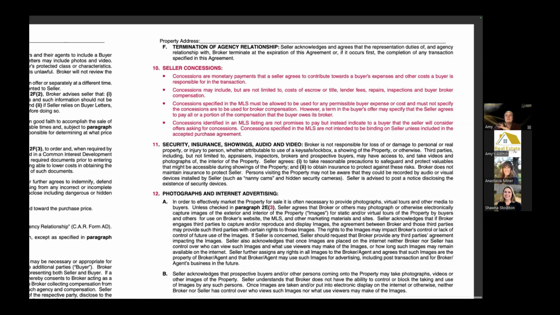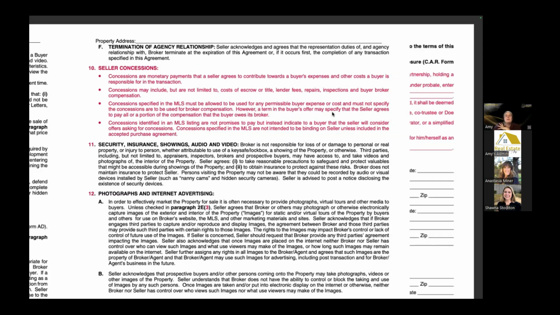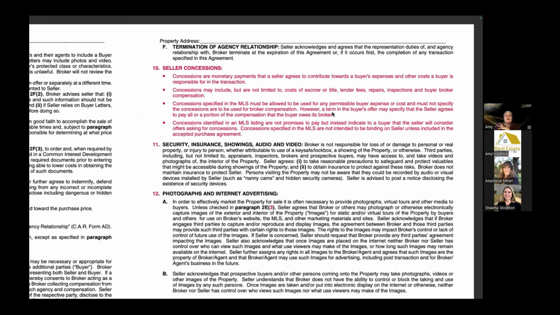Remember, we talked about this in the purchase agreement. Concessions are monetary payments that a seller agrees to contribute towards a buyer's expenses and other costs the buyer is responsible for in the transaction. Concessions may include, but are not limited to, cost of escrow, title, lender fees, repairs, inspections, and buyer broker compensation. Concessions specified in the MLS must be allowed to be used for any permissible buyer expense or cost and must not specify the concessions are to be used for broker compensation.